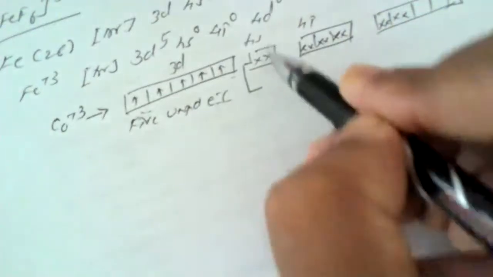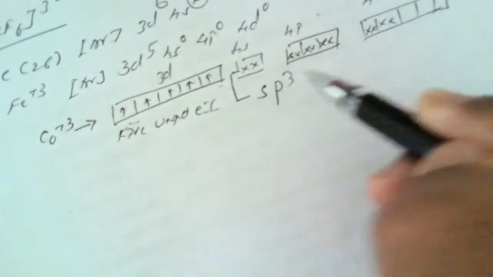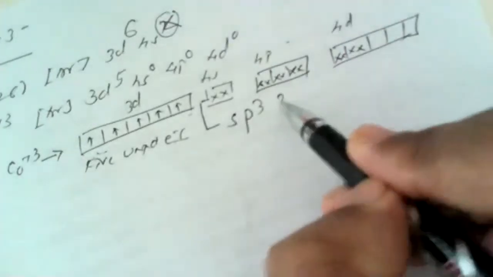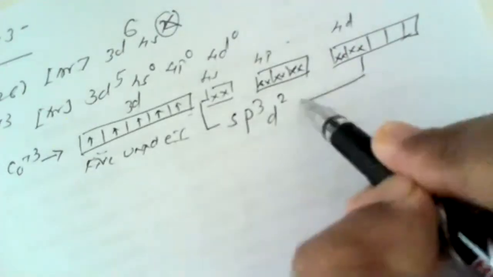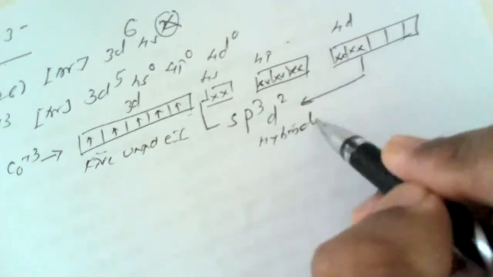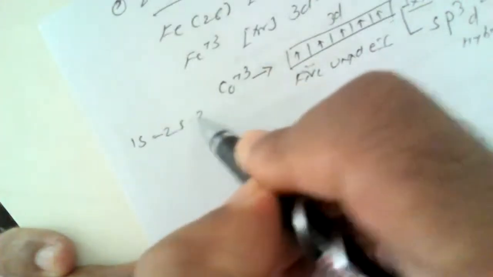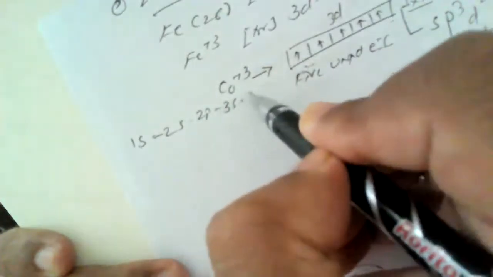Now, this is the 4s orbital. These are the three 4p orbitals and these are the 2 4d orbitals. So this is known as sp3d2 hybridization. Now how can we classify this complex? Again, for example, if we start to write down the electron configuration from 1s, 2s, 2p, 3s, 3p, 4s, like this, these are the various electronic shells.